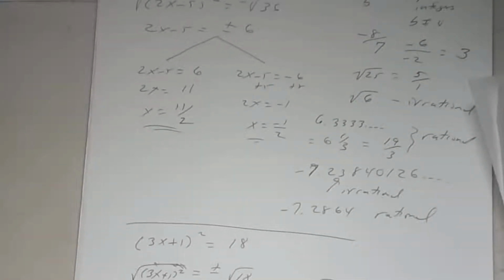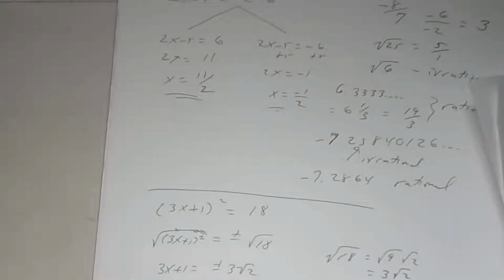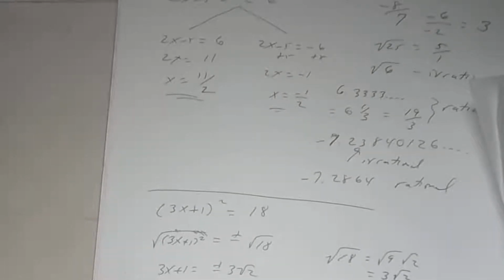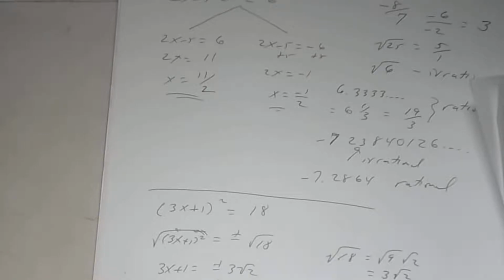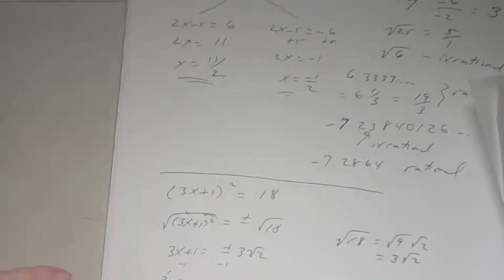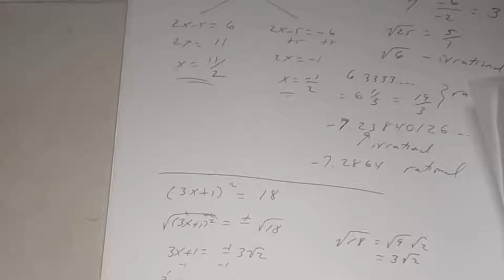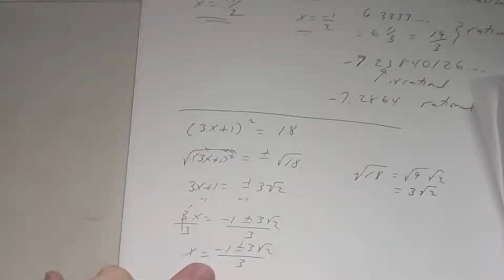So you're going to subtract 1, and so I get 3x equals -1 plus or minus 3 square root of 2. Then I divide both sides by 3. Just put everything over 3. So I get x equals -1 plus or minus 3 square root of 2 all over 3. That's how you're going to write your solutions.